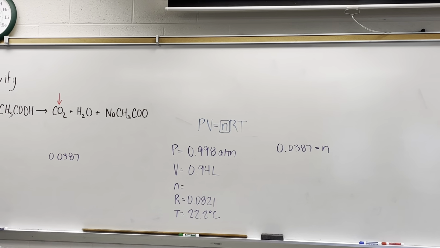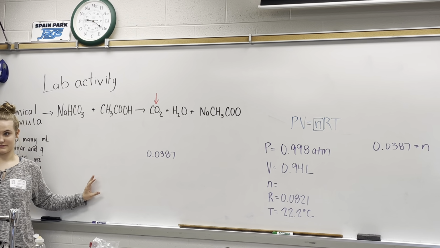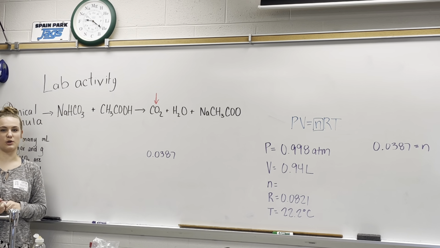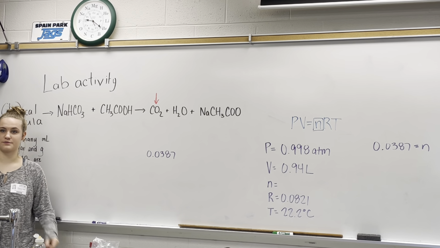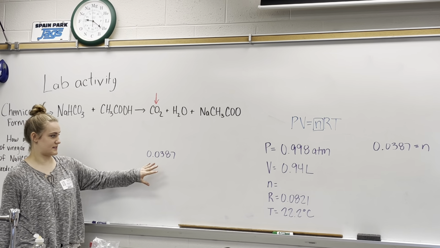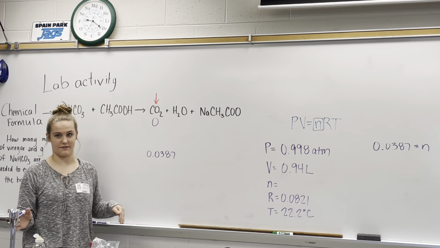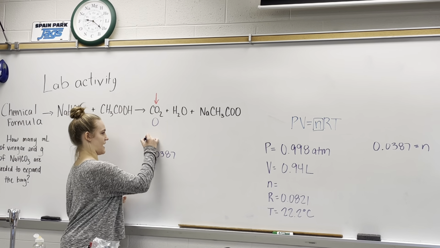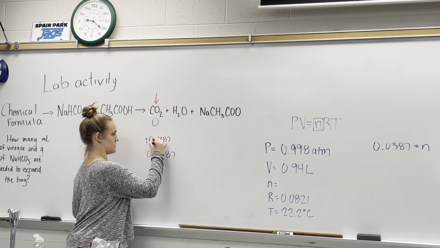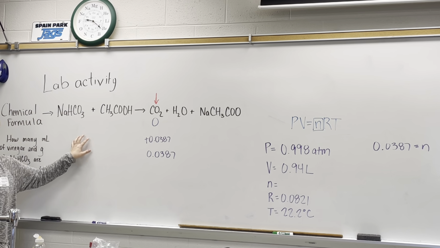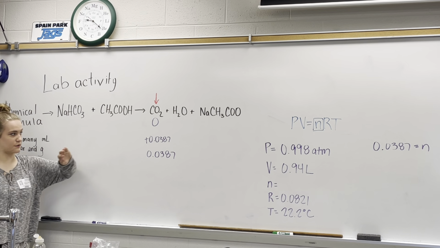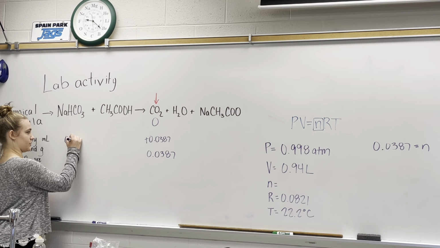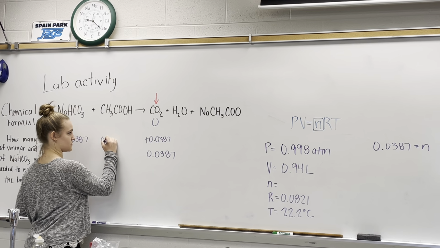So now we're gonna go into stoichiometry, okay? Good for us, our equation is already balanced, so what is our molar ratio between our reactants and the CO2? It's all 1:1, right? I start out with no carbon dioxide, and I ended with this, so how much did I add? 0.0387. Perfect. If it's all 1:1, however much I add is however much I take away, so I'm gonna need 0.0387 moles of both of these things.